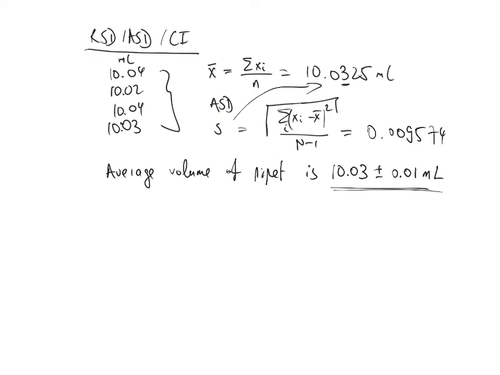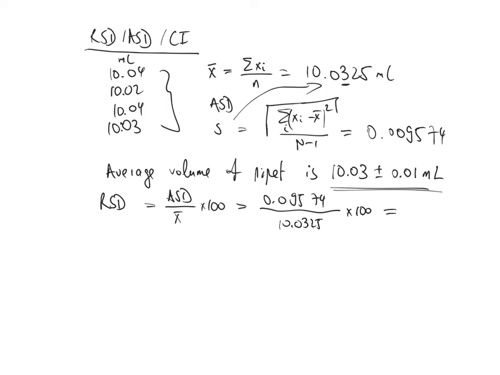Now, how do I get the RSD, the relative standard deviation? Well, the relative standard deviation is basically the ASD divided by the average times 100. So in this case, that's 0.09574 divided by 10.0325 times 100. And that number is 0.95433.